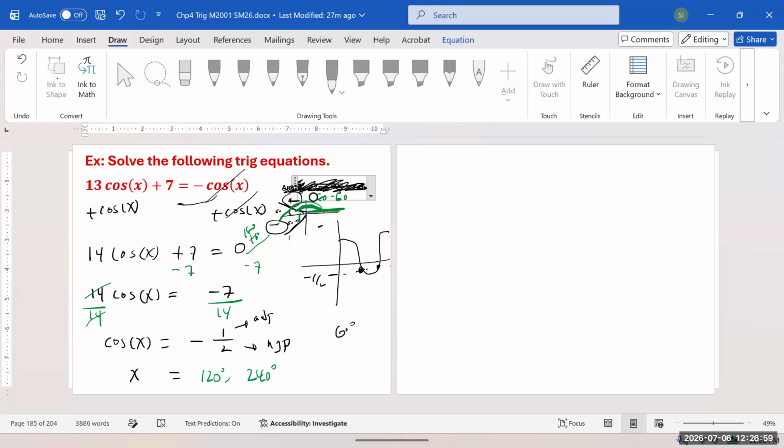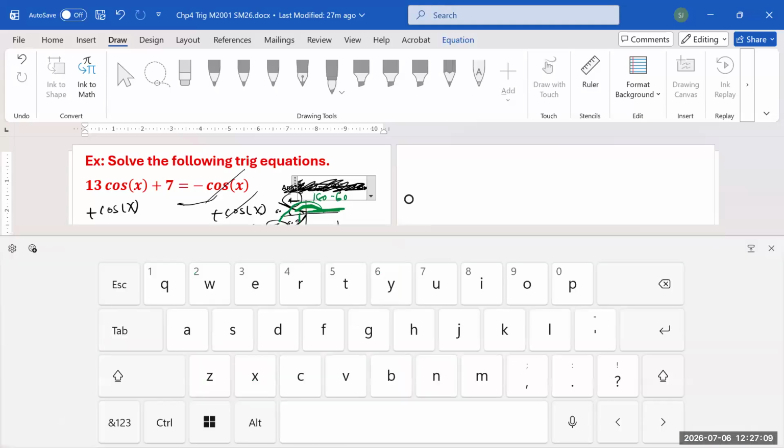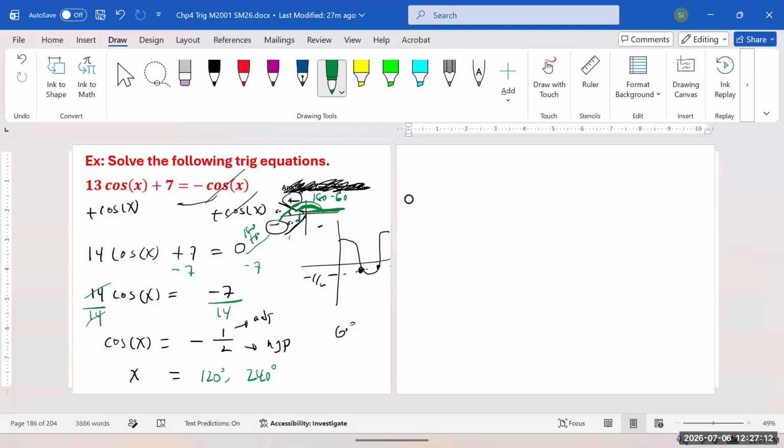But it's negative. So in which quadrants is our cosine negative? Cosine is negative in 2 quadrants. Cosine is x, remember? Come on. 2 and 3 actually. Cosine is x. So x is positive here, x is negative here, x is negative here, and x is positive here. So we have our solutions here, 2 solutions: one is in the second quadrant, one is in the third quadrant.